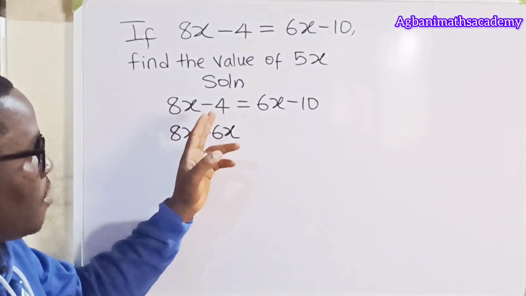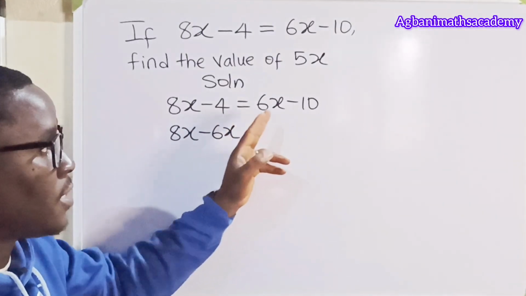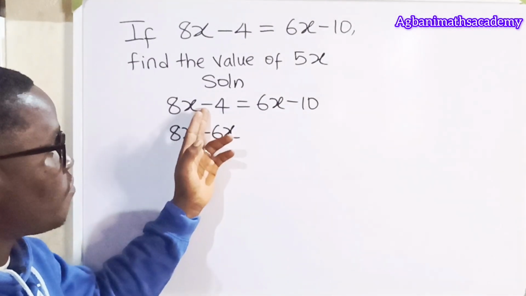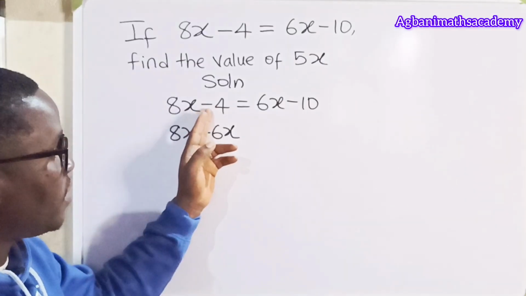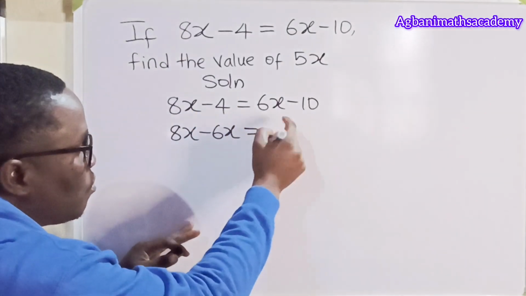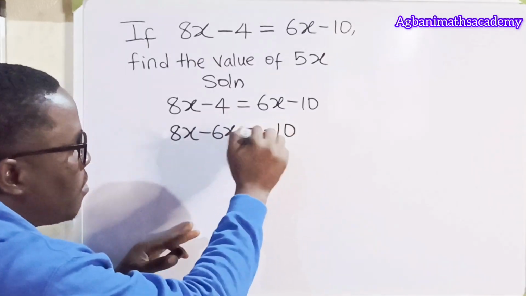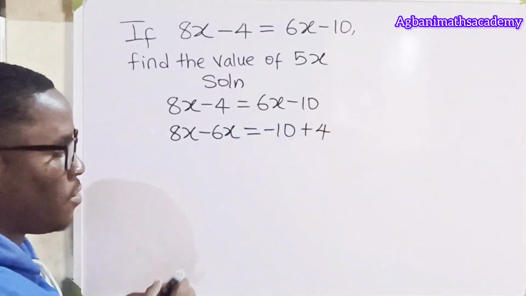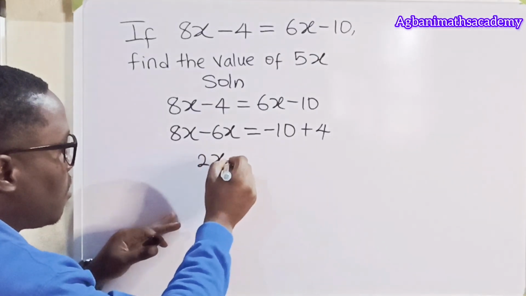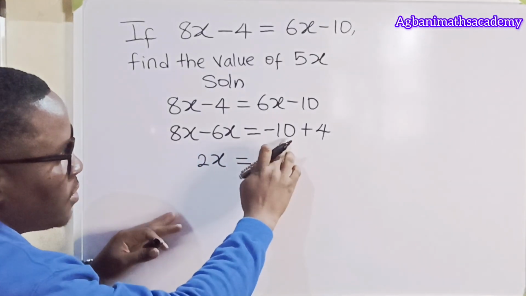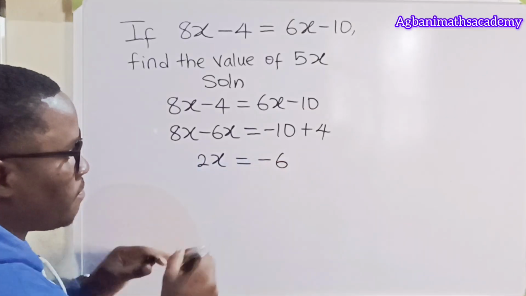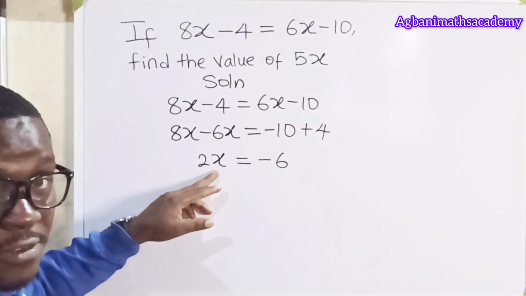And then here we have a constant, here we have a constant, numbers without variables. So we're going to move minus 4 to the right. Moving it to the right, the negative sign is going to change to positive. So this gives us equal to minus 10 plus 4. So 8x minus 6x is going to give us 2x is equal to minus 10 plus 4 is going to give us minus 6. So at this point, we need to find the value of x.